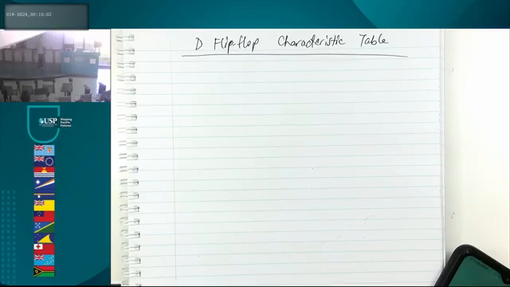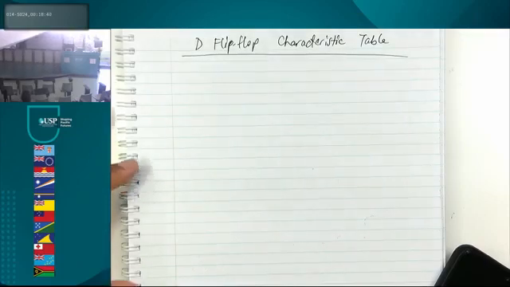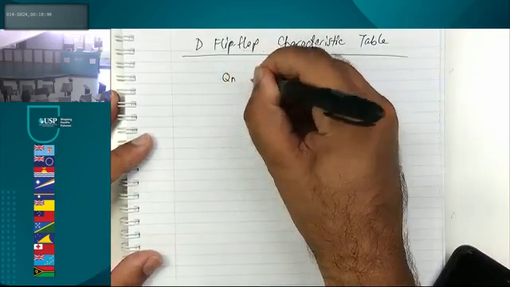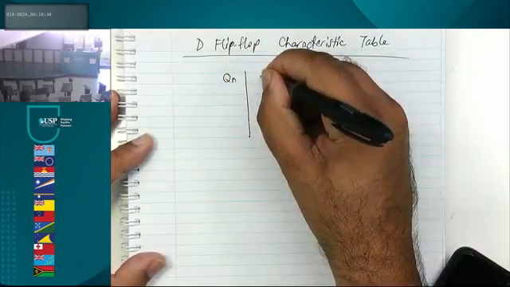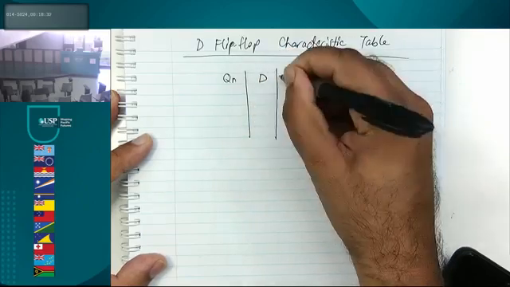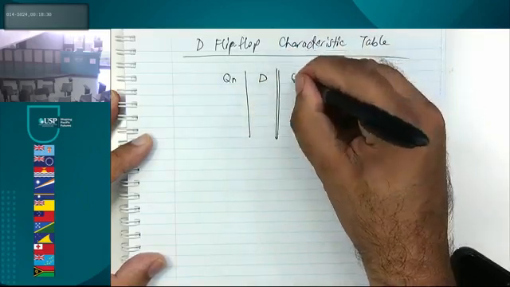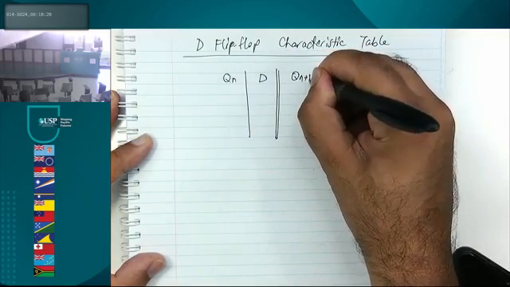Excitation table: you know your current state, you know your next state, you don't know what your inputs are. You want to find out what your inputs should be in order to drive your circuit from current state to next state. Okay, so let's draw that. You have Qn, you have D, you have Qn plus 1.